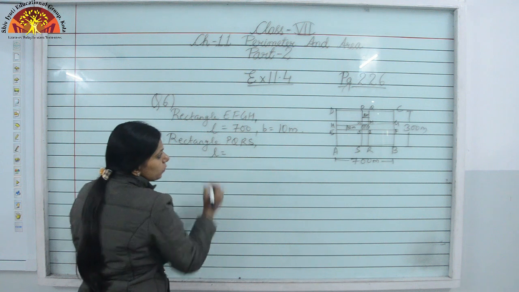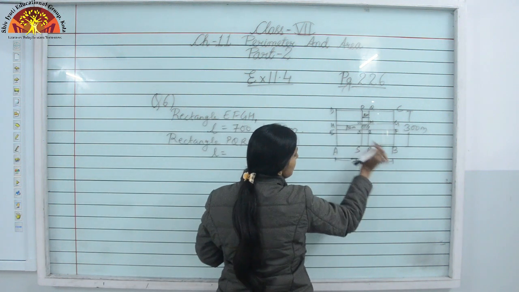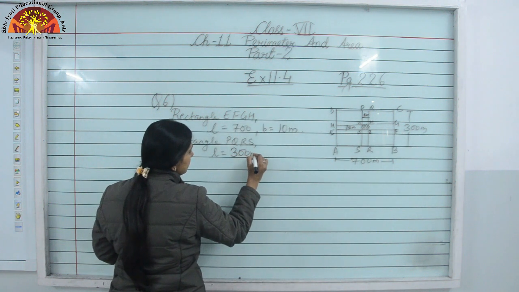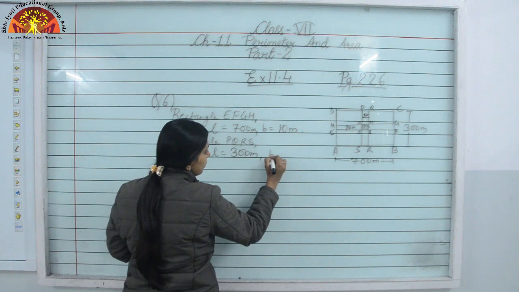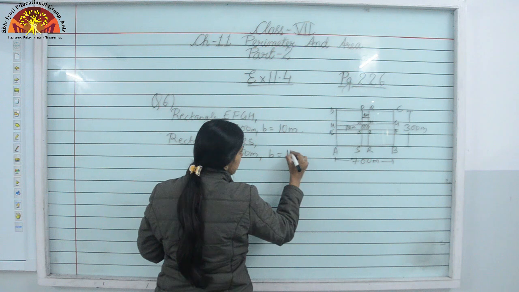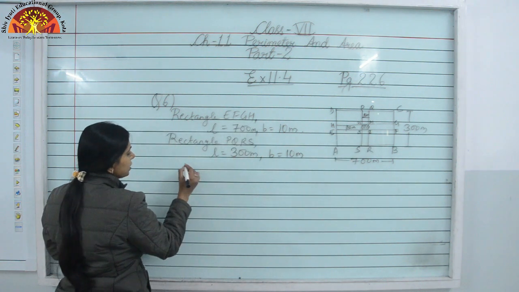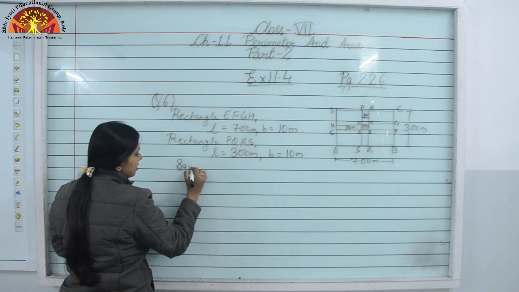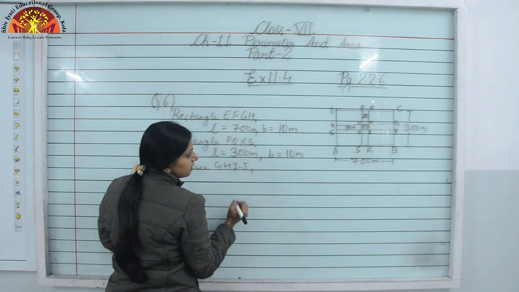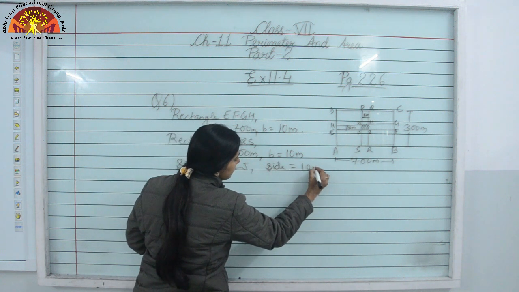So what is the length over here? Now PQRS के लिए लेंथ क्या हो जाएगी, AD is equal to PS which is equal to 300 meters. And what will be the breadth? You can see breadth will be 10 meters. Okay, and this is the common area, that is the square GHIJ, और इसमें साइड कितनी है, that is 10 meters.